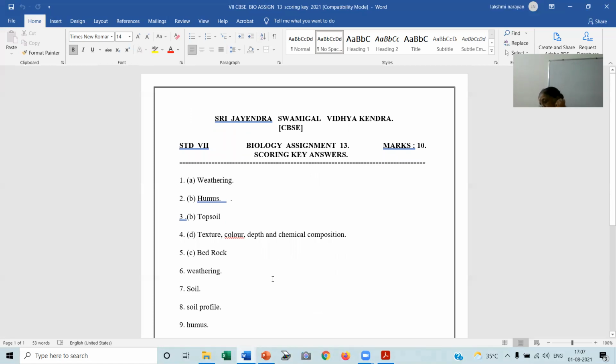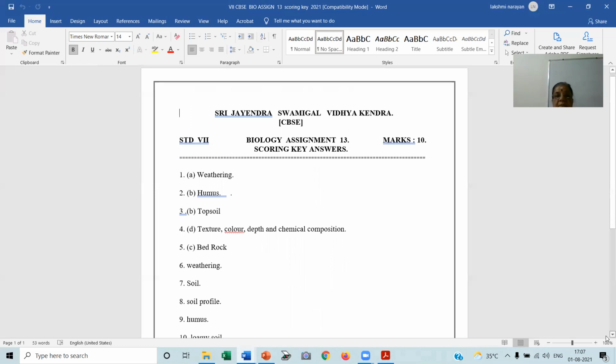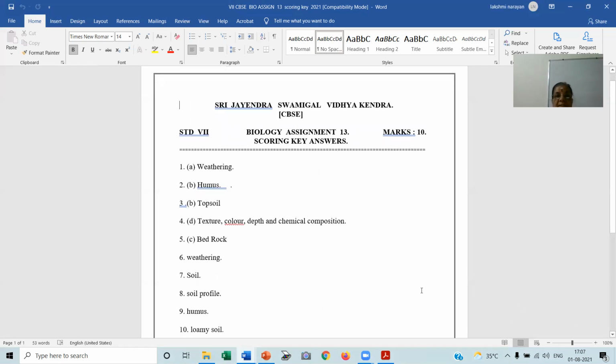This is assignment number 13. Question 1, it is withering. Question 2, humus. Answer 3, topsoil. Answer 4, option is D, texture, color, depth and chemical composition. I repeat, texture, color, depth and chemical composition.